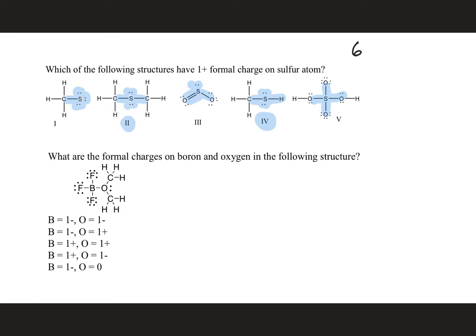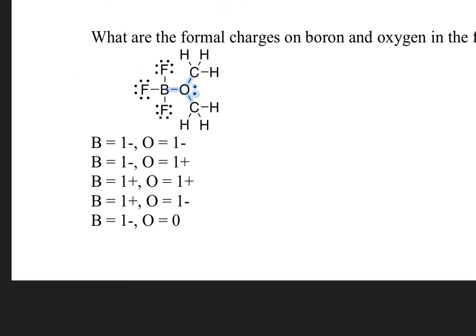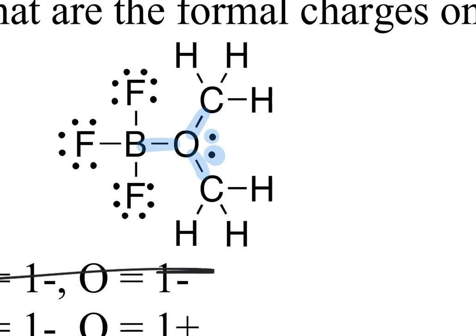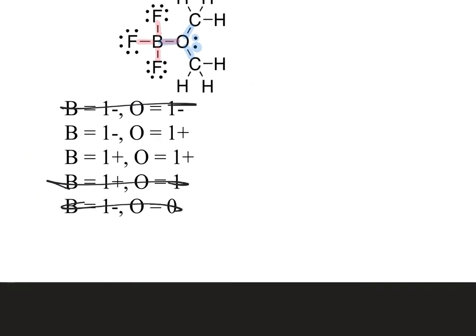What are the formal charges on boron and oxygen in the following structure? Well, we've seen a lot of these, but oxygen with 3 bonds and a lone pair, you have 6 minus 1, 2, 3, 4, 5. That's going to be +1. So based on that, you can eliminate those. And now the boron is either 1 minus or 1 plus. Well, boron's in group 3. So 3 minus 1, 2, 3, and 4. 3 minus 4 is -1. So here's your correct answer.